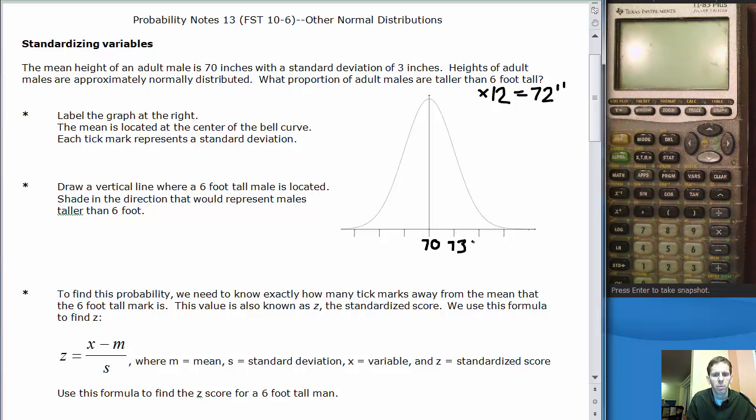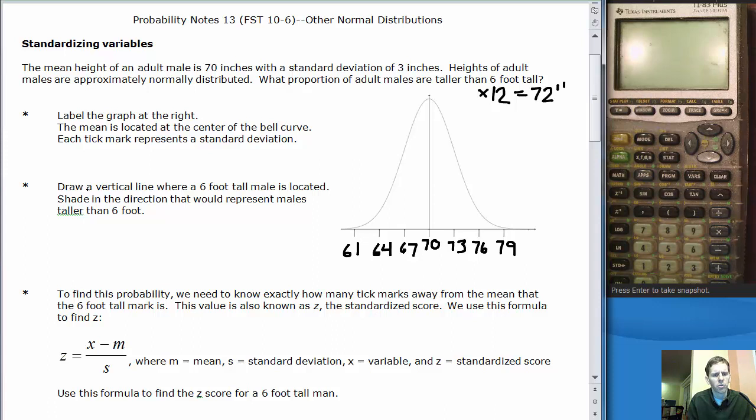And each corresponding tick mark would be 3 inches from the previous one. So we continue to add 3. Going the other direction, we would subtract 3, which would get us 67 inches. Minus 3 is 64. Minus 3 is 61. Each of these tick marks is 3 inches from the previous tick mark, which represents one standard deviation. So each tick mark is a standard deviation, which represents 3 inches.